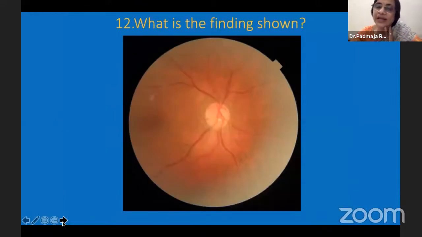Okay, please look carefully at this image. Do you find any finding? I'm only asking about finding. Do you see any finding?